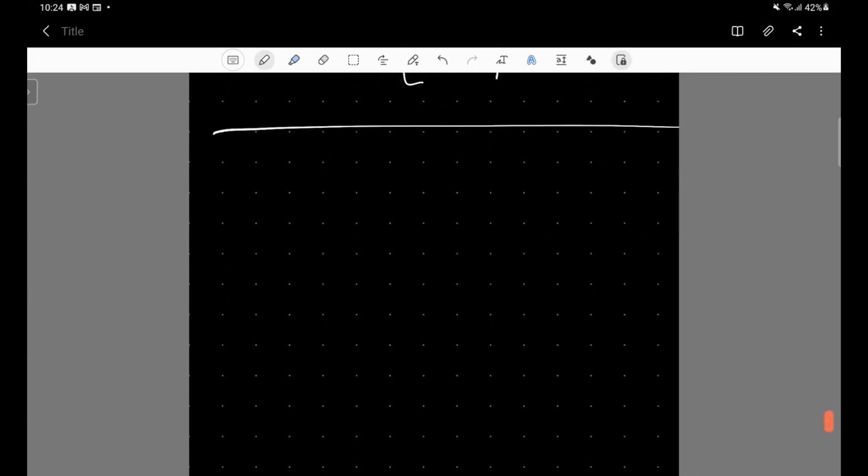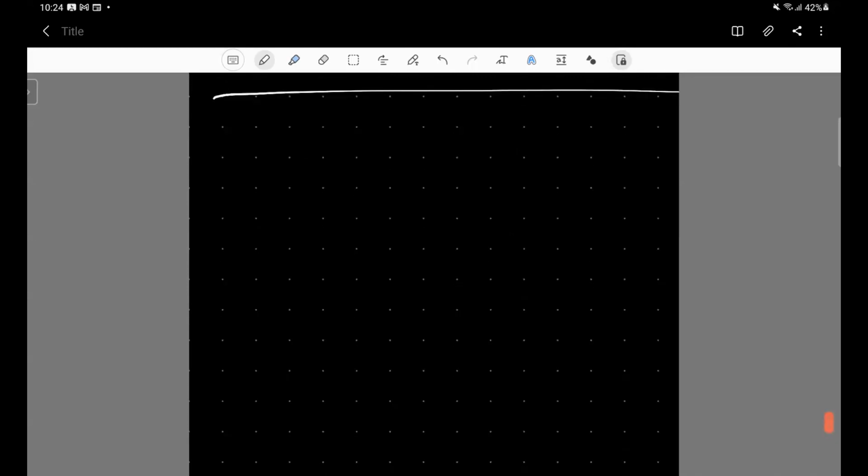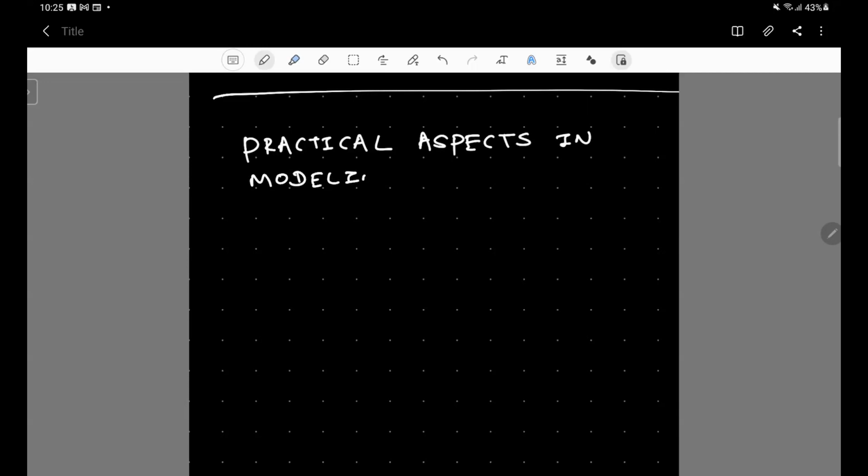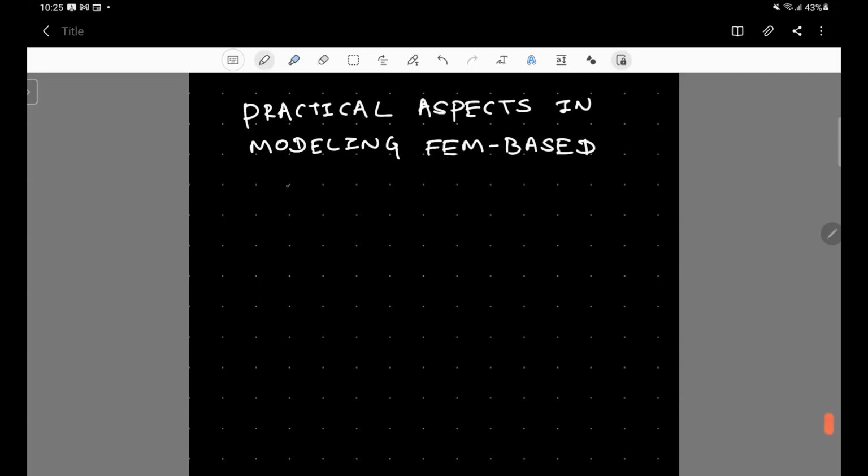Just before we wind up, let's consider some practical aspects in modeling and also interpreting an FEM simulation, finite element based, let's say, problem.